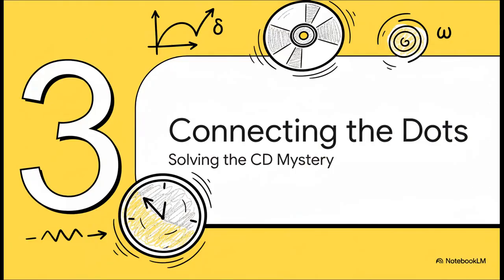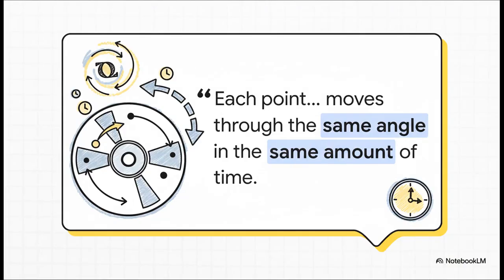Okay, we've got our new tools. We have the rotation angle in radians, and we have our spin speed, or angular velocity. Now it's time to put it all together and finally solve that mystery of the spinning CD. Now listen up, because this is the absolute key to the whole thing. The CD is one solid, rigid object. That means every single point on it, whether it's near the middle or way out on the edge, has to rotate through the exact same angle in the exact same amount of time.